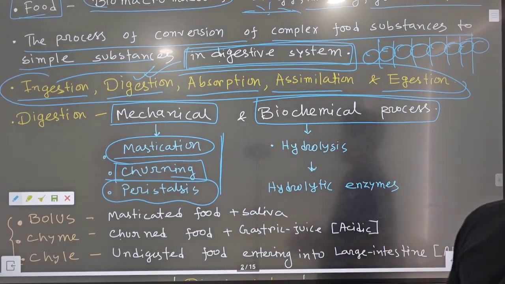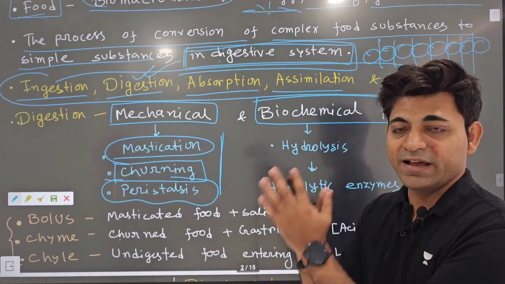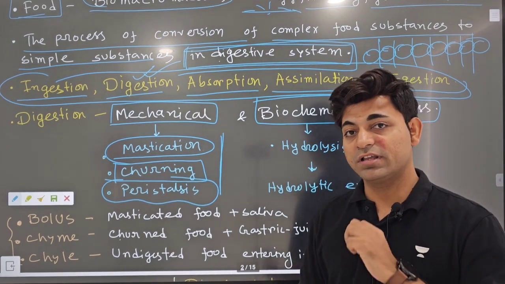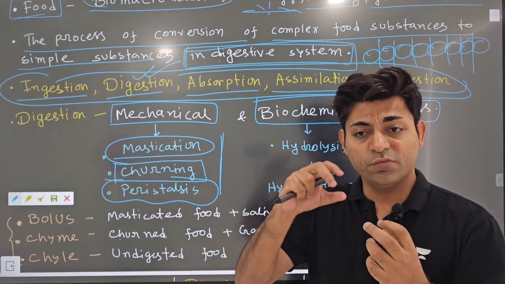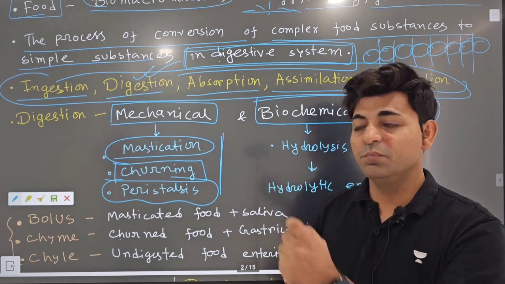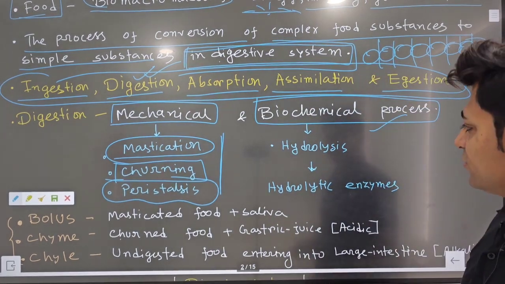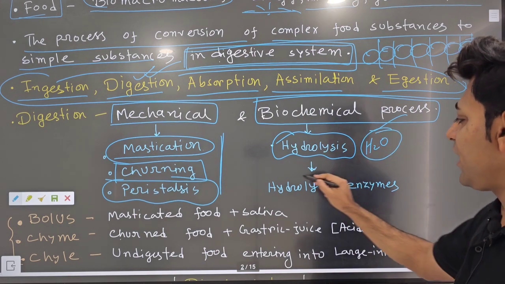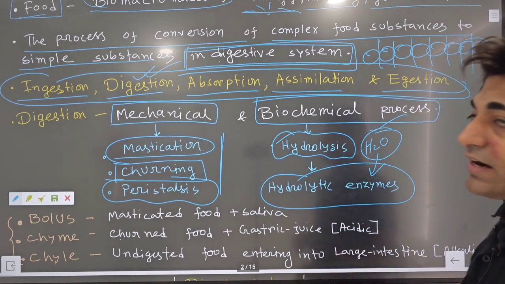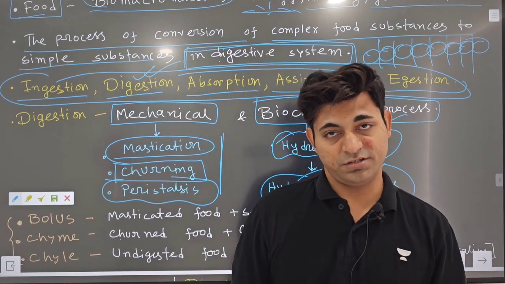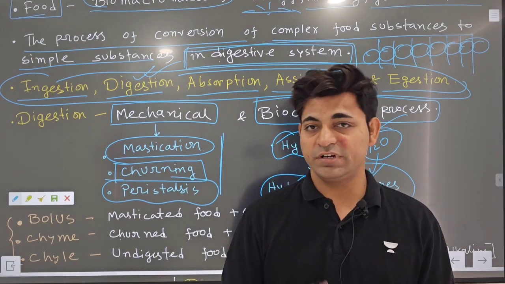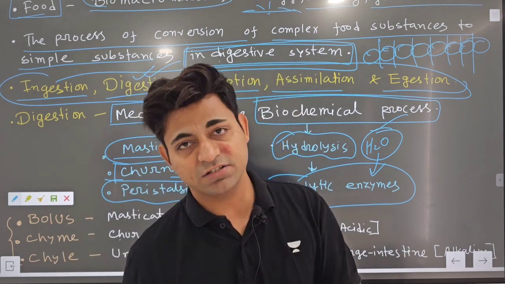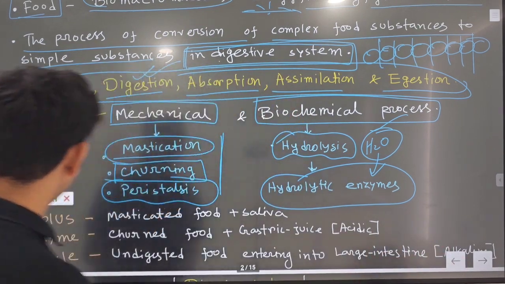Now the biochemical process. When food is mechanically ground into a paste, it is easier for the enzymes, the catalysts, to break it down into a simpler form. So the biochemical process includes hydrolysis. With the help of water, we have hydrolytic enzymes. They catalyze the reaction of breaking down complex food material into simple ones, and give us glucose, amino acids, fatty acids, glycerol, fructose, all these things.